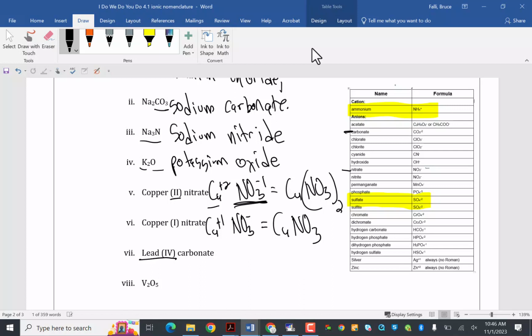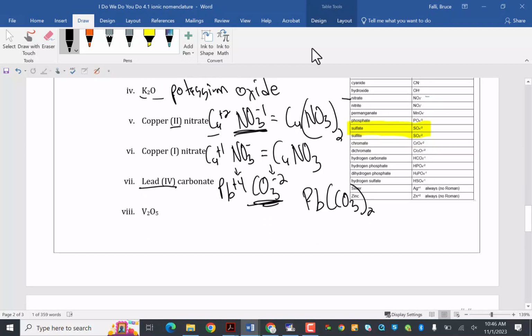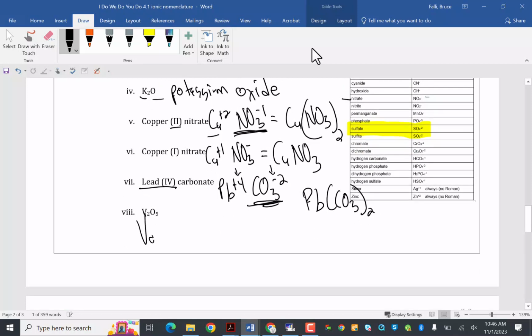Lead 4. Ooh, this tells me the charge. Pb plus 4. Carbonate, we used this one already. CO3 minus 2. I see that it takes 2 negative 2s to cancel the plus 4. So I need to have 2 carbonates. Pb, CO3. How do I show there's 2 of them? Parentheses. Good.